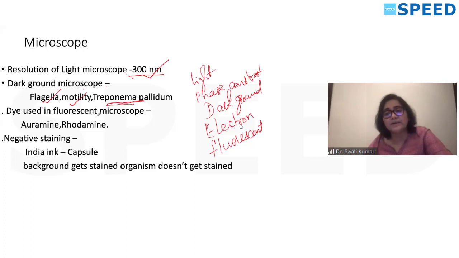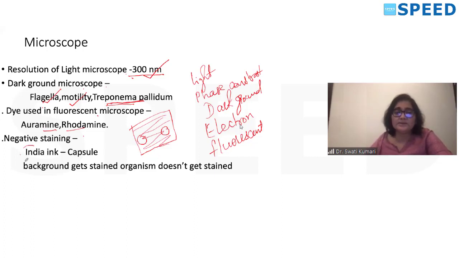Then fluorescent microscope, where you use fluorescent dye. Fluorescent dyes are auramine and rhodamine. Negative staining is when your background is stained. Your background has taken stain, but the organism has not taken stain. So that is negative staining. Example for negative staining is India ink, which we use for capsular staining.